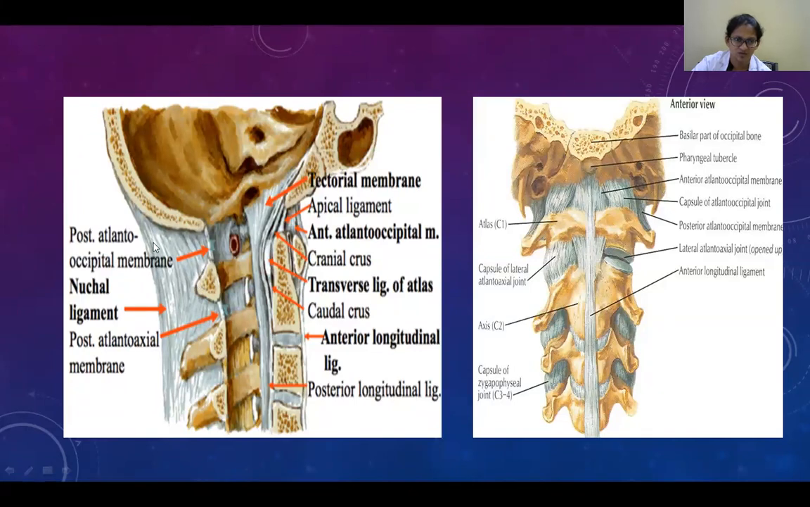This is the ligamentum nuchae, which extends from the external occipital protuberance up to the C7 vertebra, to all the spinous processes. This is the ligamentum nuchae, and this is the posterior atlanto-occipital membrane. In between the vertebrae, we see a series of ligamentum flava. And see here, this is an anterior longitudinal ligament.